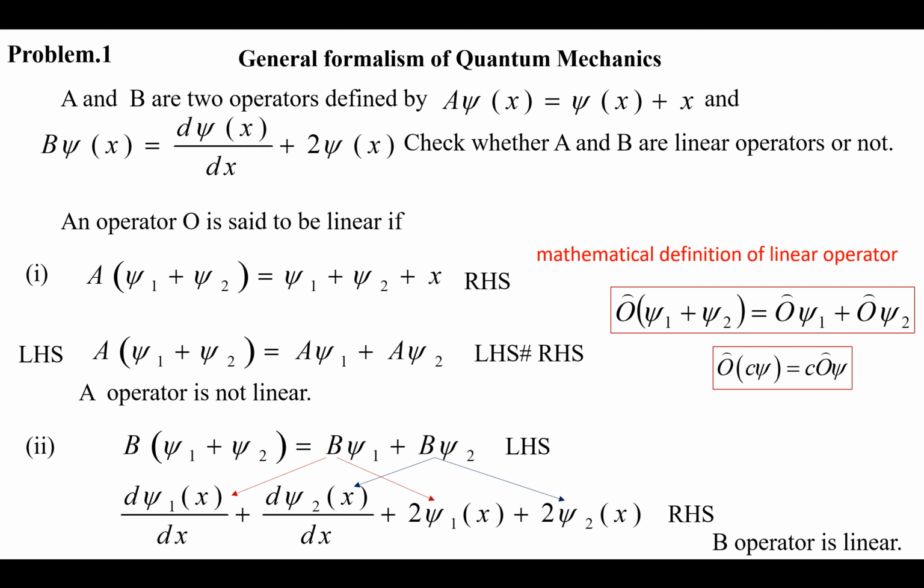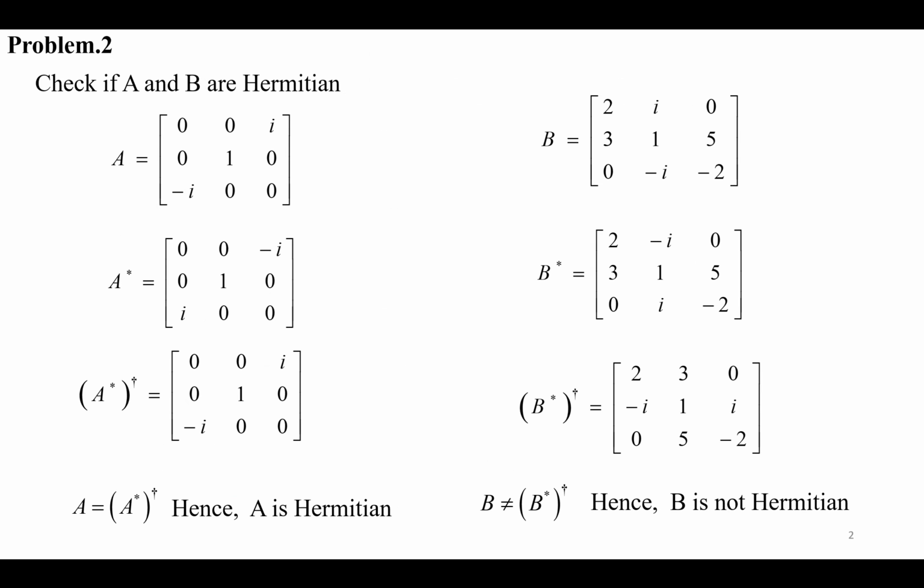But the moment you measure the electron, there will immediately be a transformation from one chair to another chair. This transformation is nothing but a linear transformation. Okay, so this is the idea about linear. Now we'll go with problem 2.